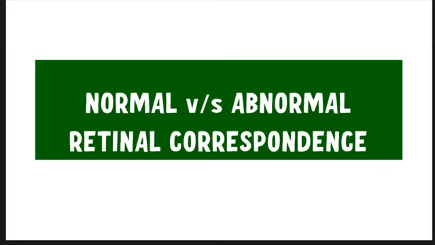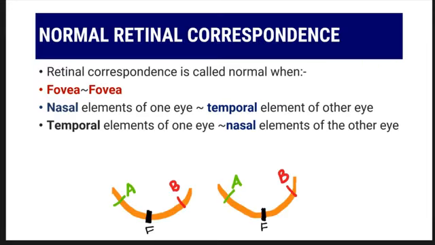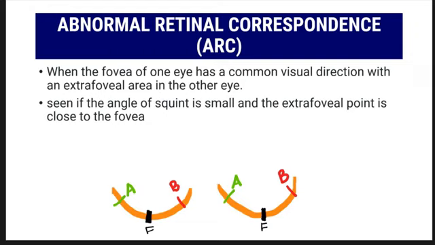So now if you understand what is correspondence, let us move ahead and understand what is meant by normal versus abnormal retinal correspondence. So retinal correspondence is called normal when fovea corresponds to fovea, nasal elements of one eye correspond to temporal elements of the other eye, and the temporal elements of one eye correspond to the nasal elements of the other eye. Okay, so that is what is happening in the normal eye, and this is called the normal retinal correspondence.